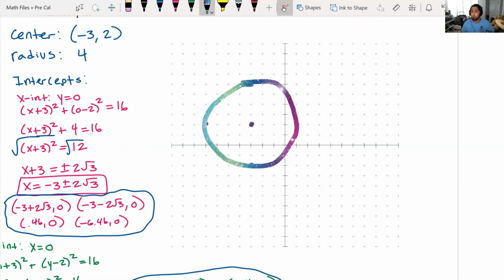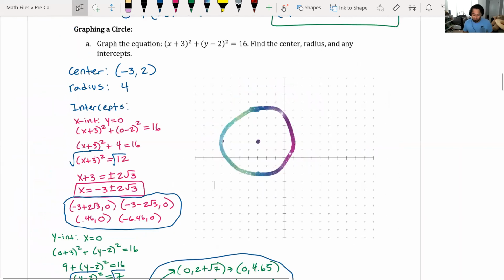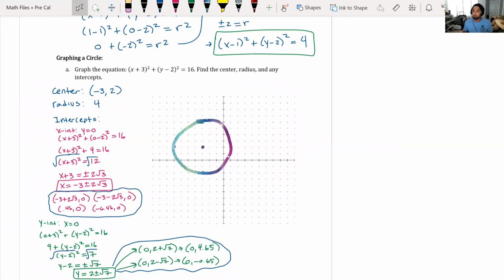Could I be using a graphing program? Oh, I definitely could. But it's just much more rewarding to do this by hand. Okay. Perfect. So there is our circle, x-intercepts, y-intercepts. We are all good. Okay.